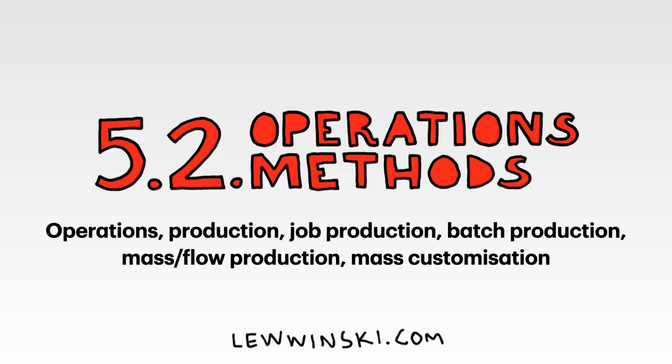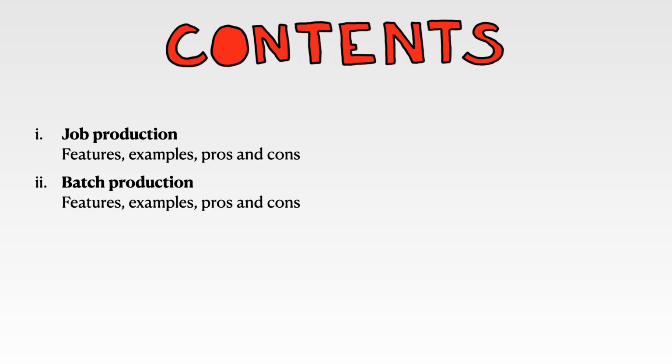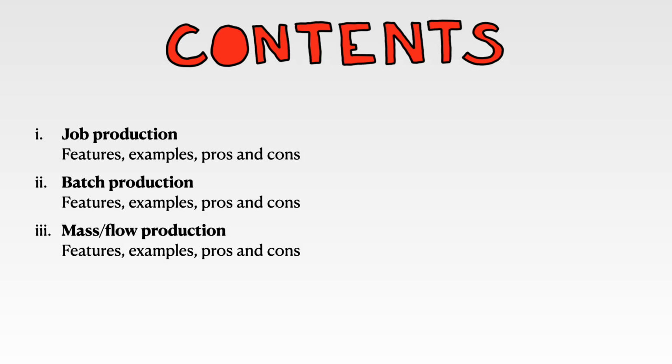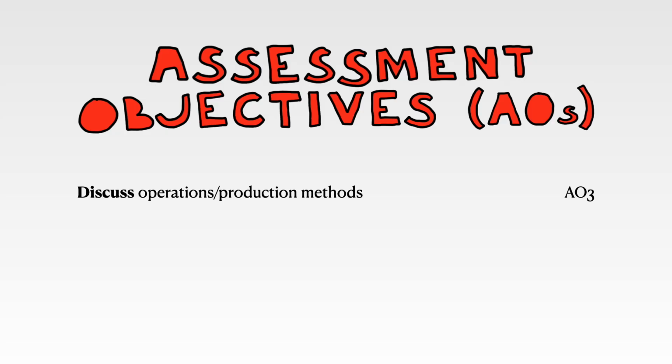The main point of this class is to understand how different methods of production work. There are 4 parts in this class: job production, batch production, mass or flow production, and mass customization, and only one assessment objective: to discuss operations or production methods.